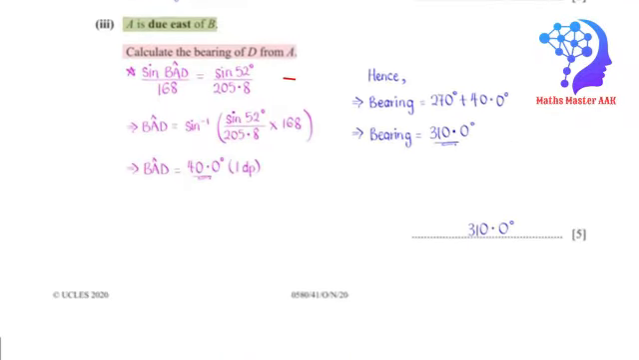This gives us sine BAD divided by 168 is equal to sine 52 degrees divided by 205.8. When we make angle BAD the subject, we get 40.0 degrees, correct to 1 decimal place. Hence, the bearing of D from A is 270 degrees plus 40 degrees, which is equal to 310 degrees.